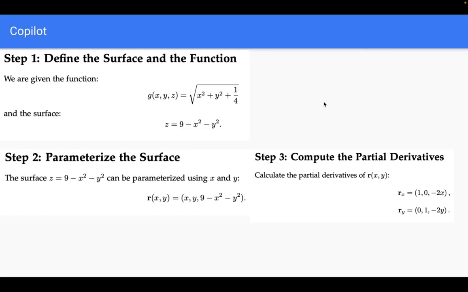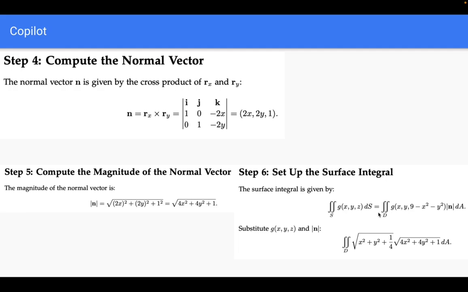The third and final model output that we will look at is from Copilot. Copilot defines the surface and the function as the first step. It parameterizes the surface and computes the partial derivatives as well. Then it computes the normal vector and the magnitude of the normal vector, and that gives us the expression for the surface area part. So we have the surface integral here, and the dA is what will be substituted with the normal vector's magnitude.